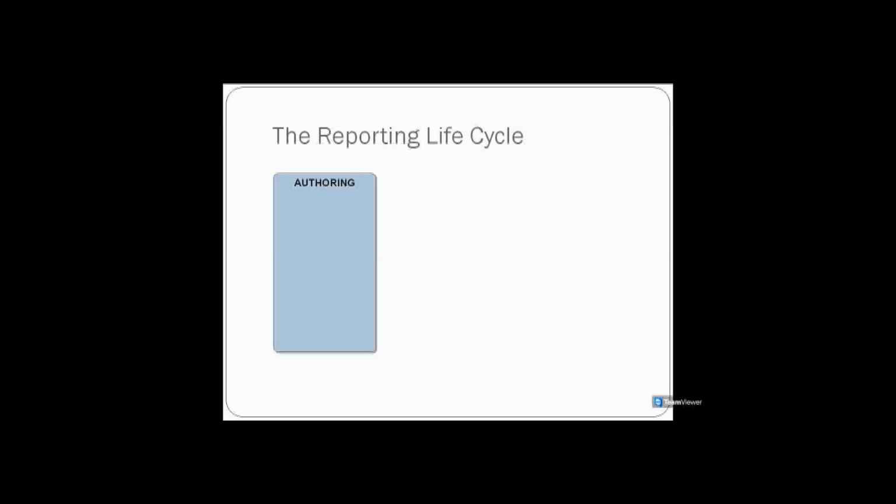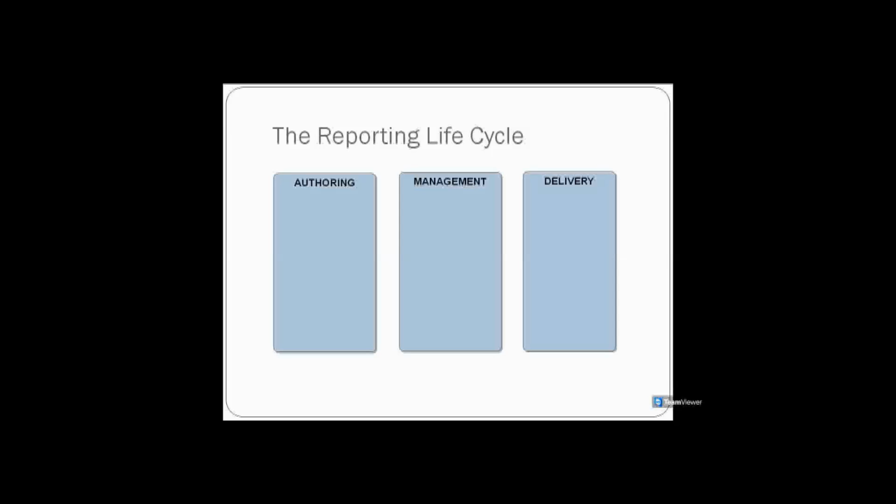Okay. Reporting life cycle. The first one is you need to create. Authoring means you should be able to create a report. And once you create, then you should be able to manage the report. After management, you should be able to deliver the report to the external partners, or could be internal partners also, stakeholders. Okay, you have to deliver.